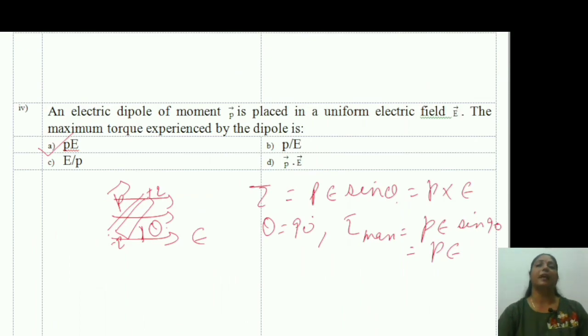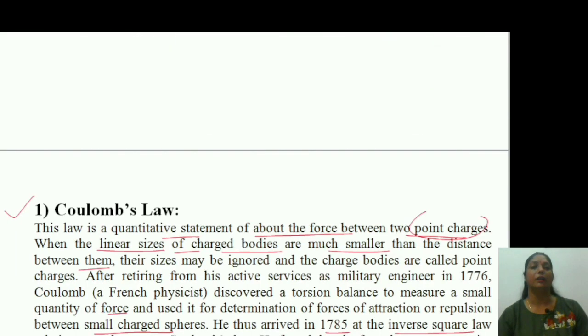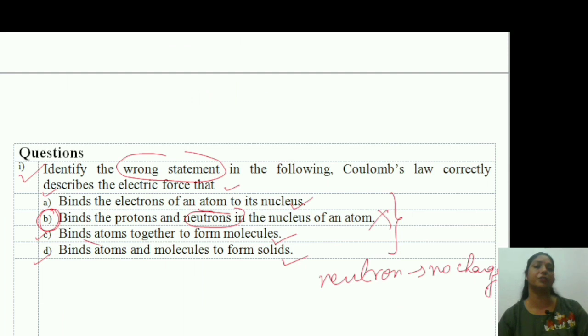So today I have discussed two case study based questions. One is based on Coulomb's law and another one is based on electric dipole. Hope you like these case study based questions. This is part 1 of case study based questions.